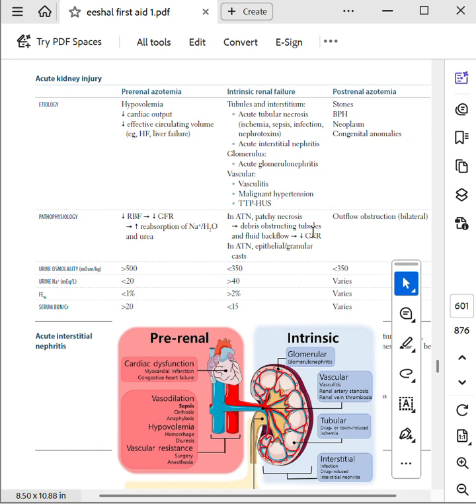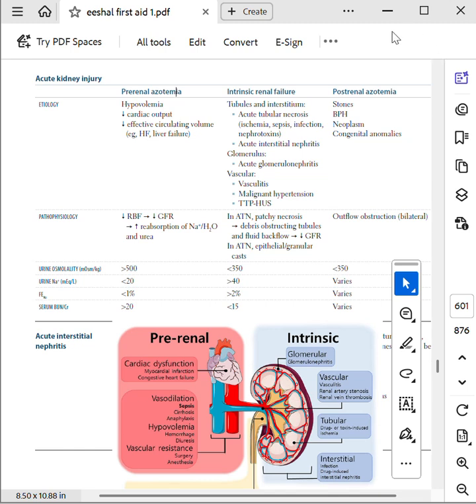So in acute tubular necrosis, you get epithelial and granular casts, right? The blood urea nitrogen versus the creatinine ratio is about 10:1, and the FeNa here is more than 2%. This is a very big clinical marker here. It helps us see if something is pre-renal azotemia or intrinsic renal failure. Whenever we have intrinsic renal failure or intrinsic renal azotemia, we find that the blood urea nitrogen to creatinine ratio is 10:1.